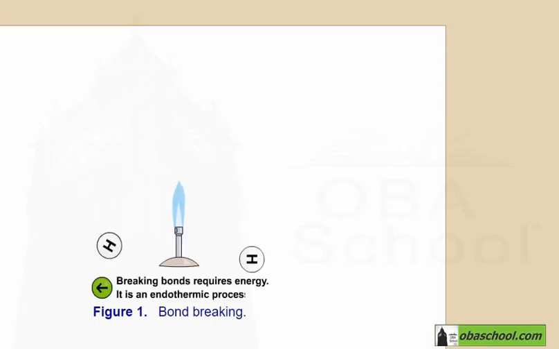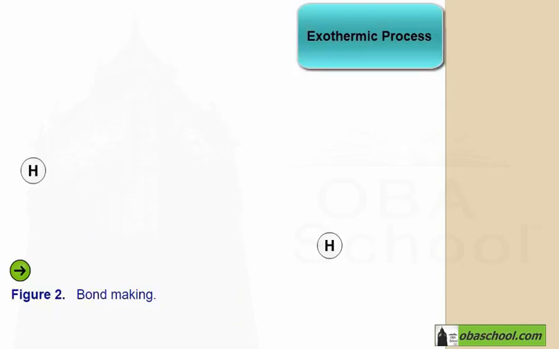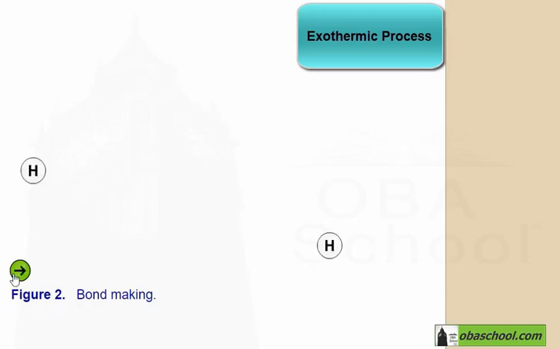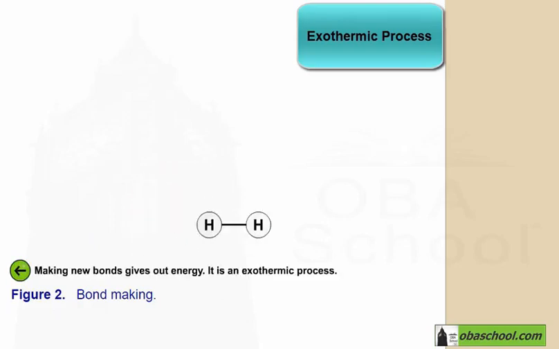On the other hand, making a new bond releases energy, so this is an exothermic process. In this case, we have two hydrogen atoms and a new bond will form between these two hydrogen atoms. So energy is given out when the two atoms are bonded together. Making new bonds gives out energy and thus is an exothermic process.